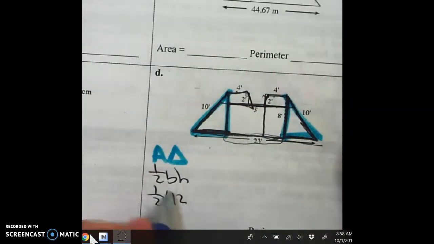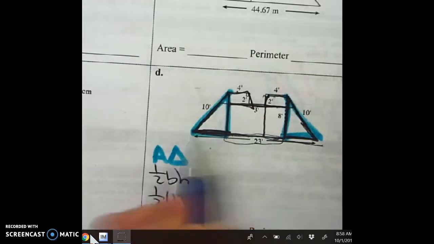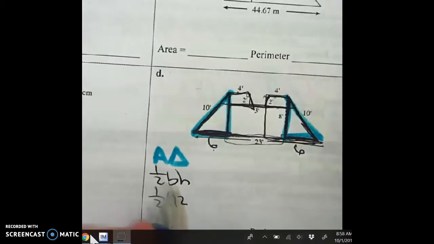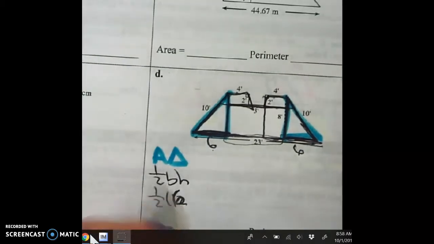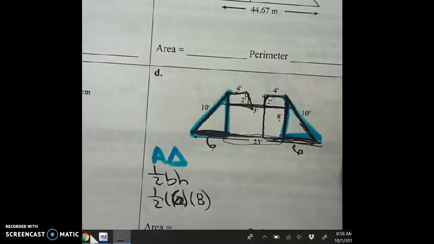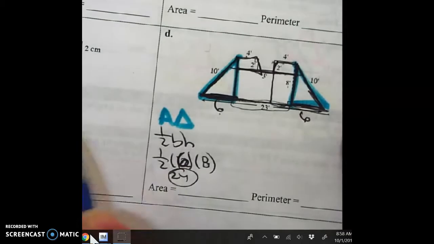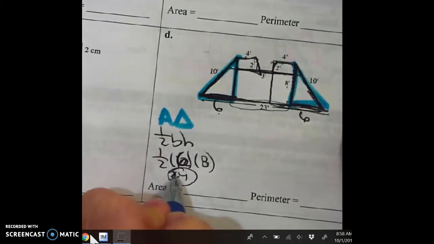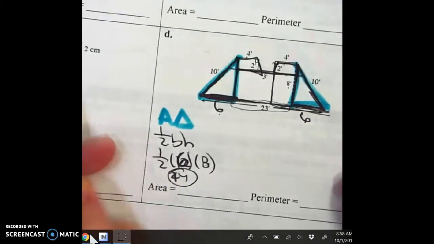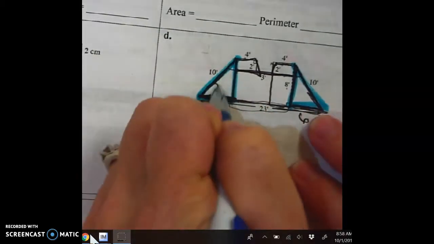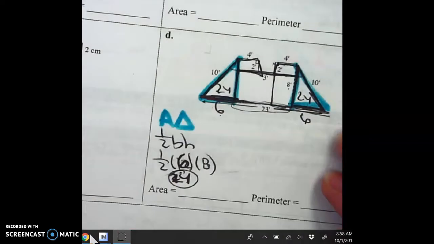So that's my, oh, sorry. This is 12 and this is 12. So that means that's 6 and that's 6. Okay, so that would be 6. And then my height is 8. This is a hard one. It won't be this crazy on the test. Okay, 6 times 8 is 48. Half of 48 is 12. Oops. Wait, I'm sorry. 6 times 8 is 48. Half of that is 24. So this guy's 24, and this guy's 24.